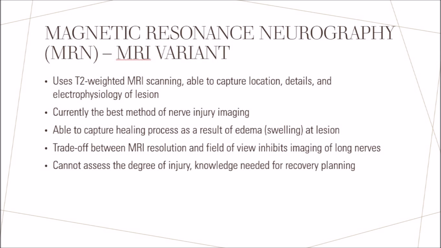MRN is currently the best method for imaging nerve neuropathy. However, it does not give much insight into the electrophysiology and the quantitative data of neuropathy. Because of this, MRN is typically not used to design treatment plans for patients, as the relative stage that the healing process of the neuropathy is currently in is usually unknown. Additionally, due to the traditional MRI trade-off between resolution and field of view, MRN is typically not used to image long nerves as a whole.